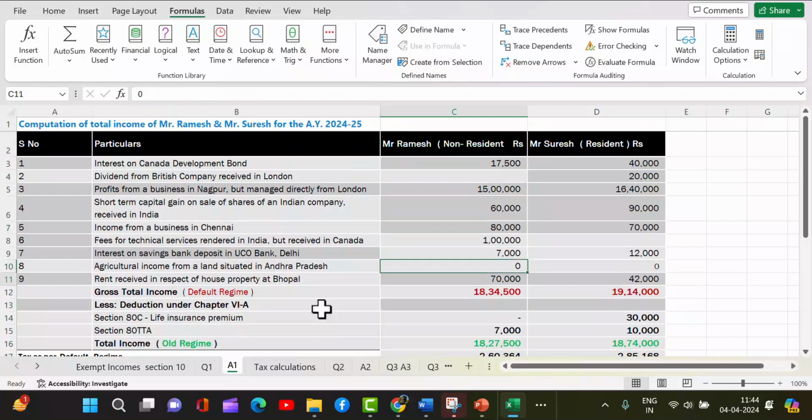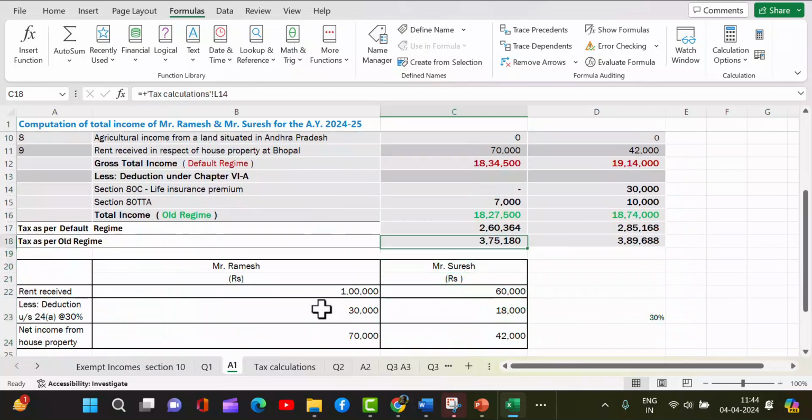In case of the first one, Ramesh, the non-resident, how much tax is calculated under the default regime? 2,60,364. And what is the tax as per the old regime? 375, 180. So which regime should we go for? The old one or the new one? Default. Default, which is the new one.